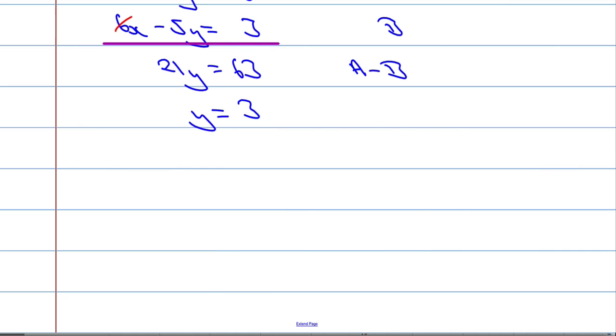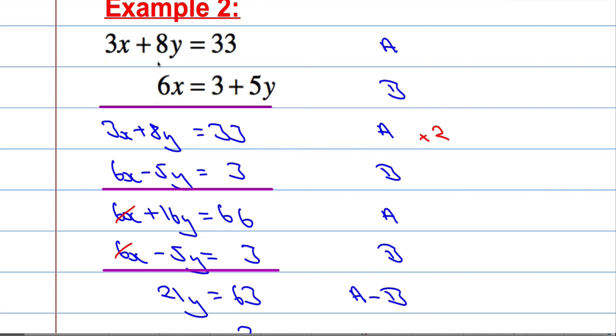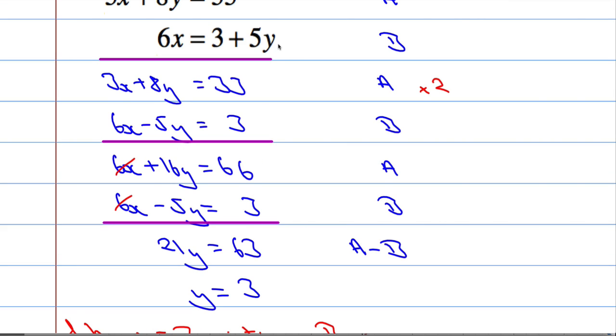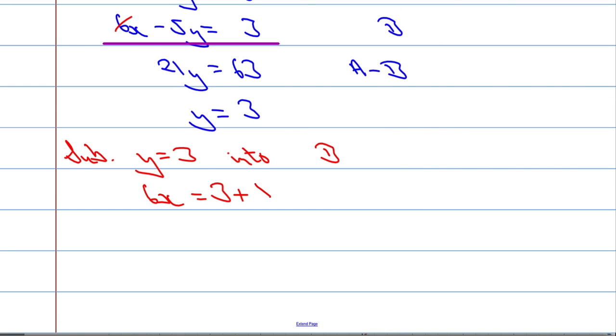I'm going to substitute that back into one of the equations. So sub y equal to 3 into, now which equation shall we go for? As I said before, you can choose any one you like. I'm just going to choose B, no particular reason. I'm going to go back into this one here. So replacing the y with 3, we get 6x equals 3 plus 5 times y, which is 3.